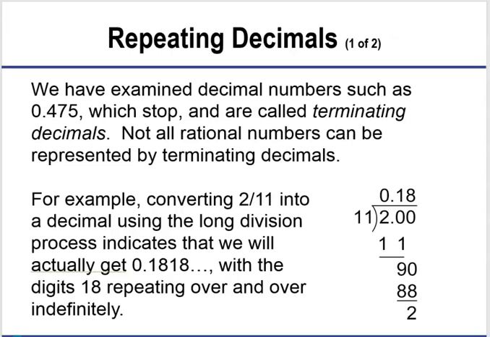So for example, converting 2/11ths into a decimal using the long division process indicates that we will actually get 0.18181818 forever, with the digits 18 repeating over and over indefinitely. So how could you convert a fraction into a decimal? You just divide. And so you can use long division like we have over here on the right in this problem, or you could use your calculator.